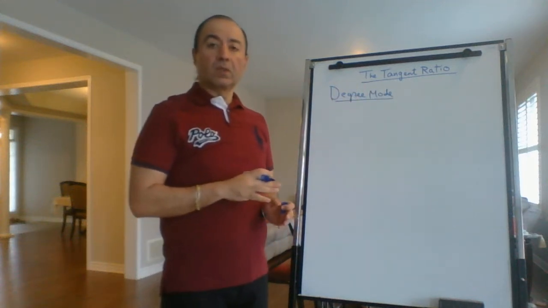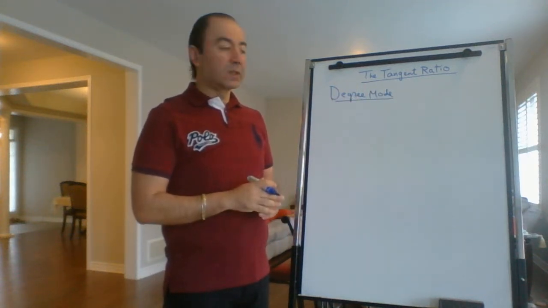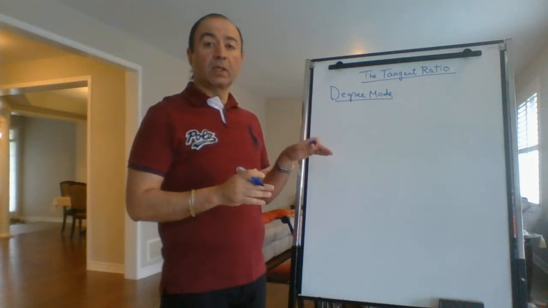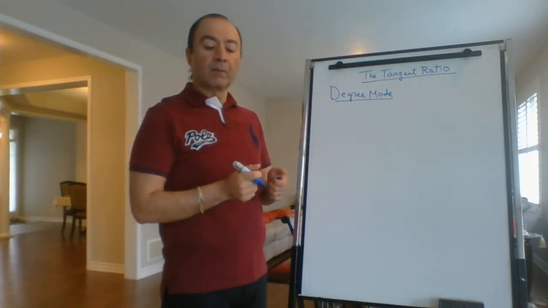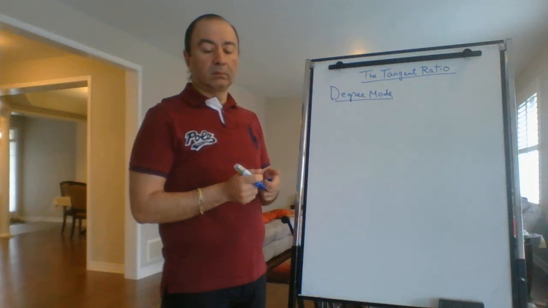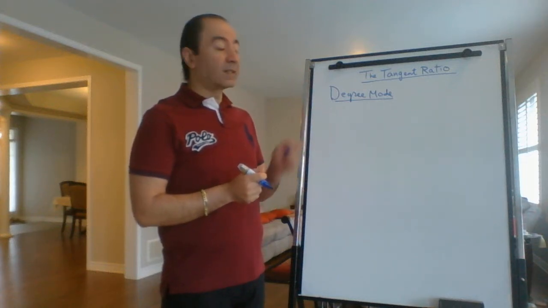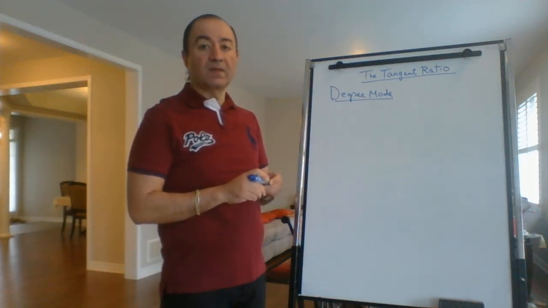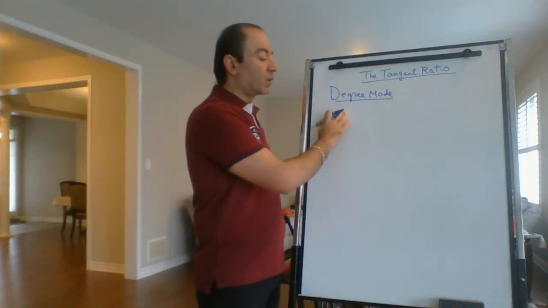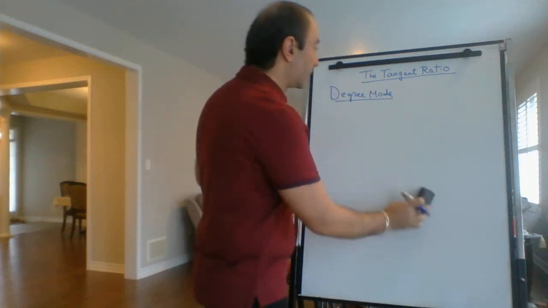If you don't know how to switch modes, search Google for your calculator model and see how you do that. It's very important that your calculator is in degree mode. This is the first thing.